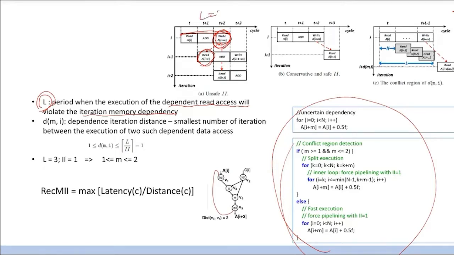In this case, L equals 3. Then you know that if I equals 1, it is not safe. I equals 2 is not safe too. So it is safe when I equals 3. So the D is the dependency iteration distance, which is the M.